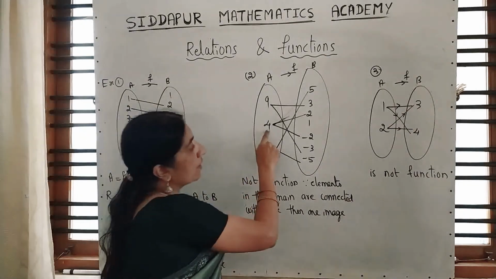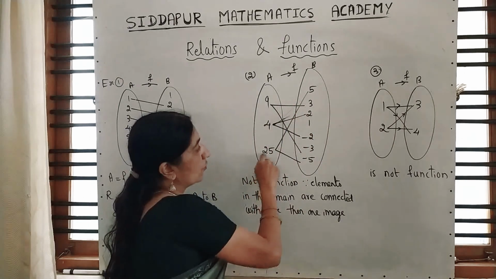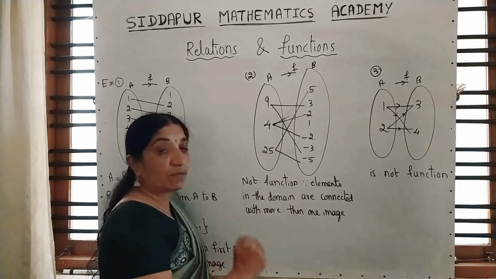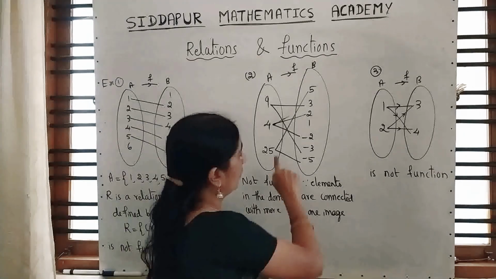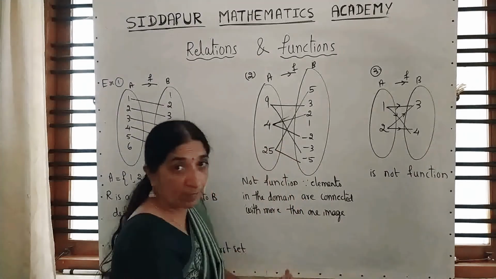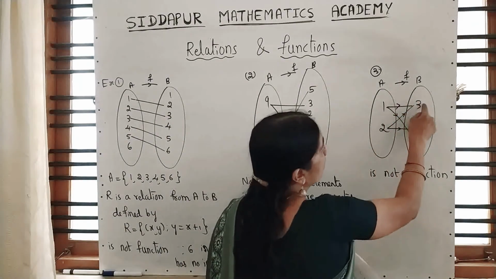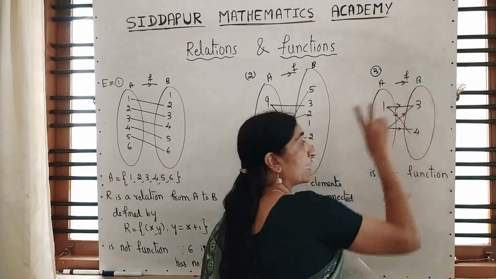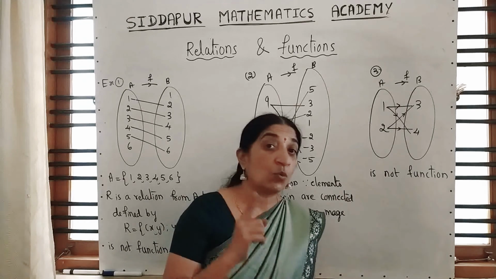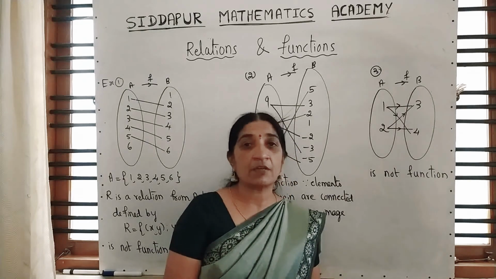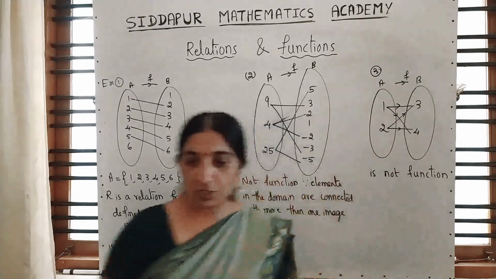Example 2. Here 4 is connected with +2 and -2, 9 is +3 and -3, 25 is 5 and -5. That means they are connected with more than one element. That's why it is not a function. One element has 2 images. Here 1 is related with 3 and 4, that means it is again connected with 2 terms. Our definition tells you it must be connected with only one element, then only we can call it a function. Here 1 is connected with 2 elements, therefore it is not a function.